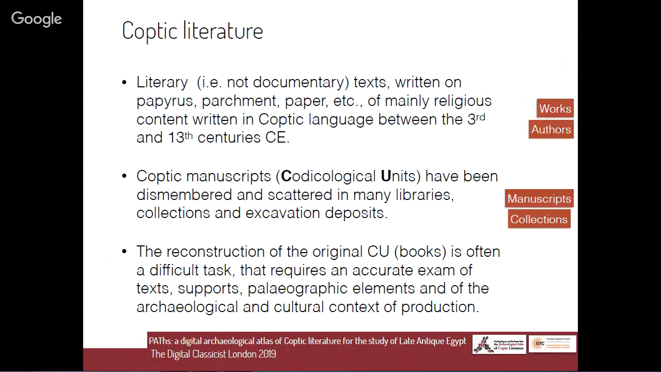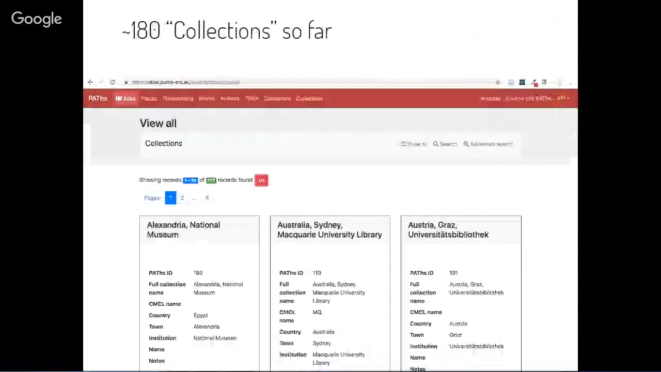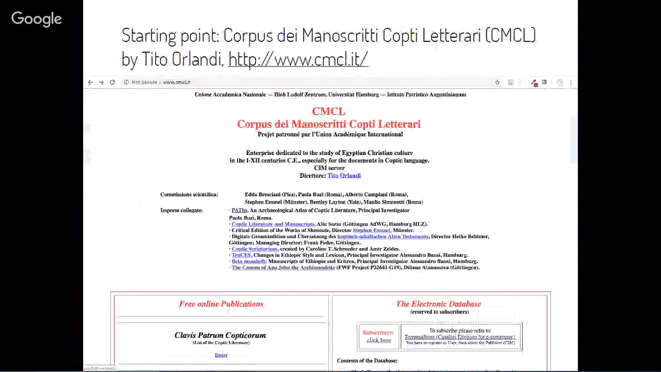I've introduced here the concept of works, author, manuscripts, and collection. I'll go through this in the next slides. Well, collections are the easiest thing to understand. We have up to now registered about 180 modern collections that preserve Coptic manuscripts or fragments of Coptic manuscripts, but we expect this list to grow.